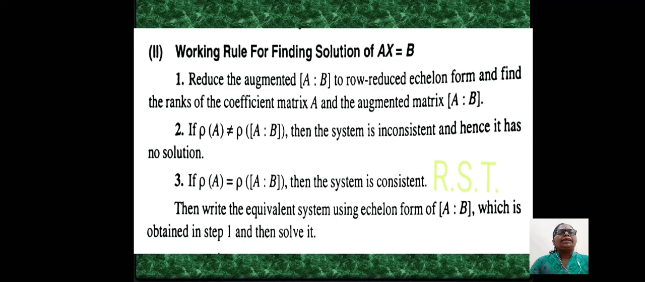Then write the equivalent system using the echelon form of matrix AB, which is obtained in step 1, and then solve it. That means using the echelon form of the augmented matrix, we have to find the rank and then solve it.